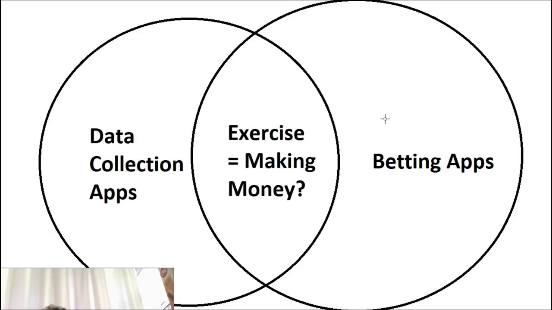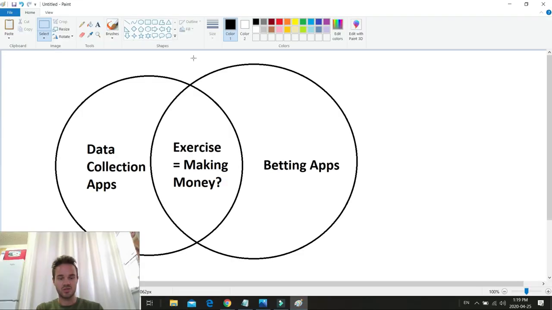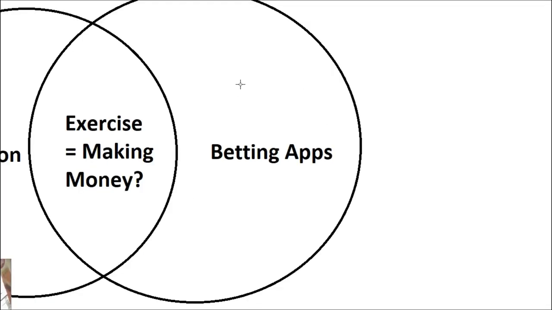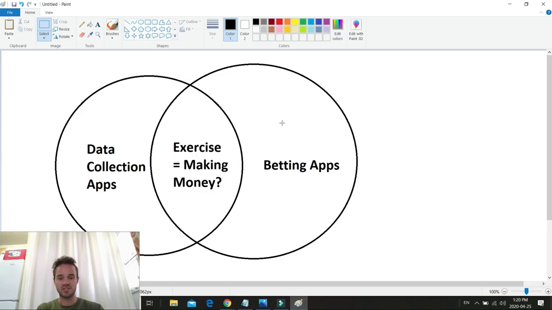I have created a very professional Venn diagram here to break down quickly the different types of fitness apps that pay you, because there's two distinct categories. So on the right here, we have betting apps, and the way that these fitness apps work is you basically place a bet on yourself to reach a certain fitness goal. That might be reaching a certain weekly amount of steps, it might be losing a certain amount of weight within a certain time frame, and if you reach your goal, you get your money back plus more, hence why you're betting.